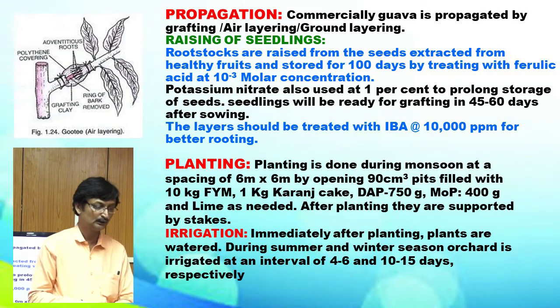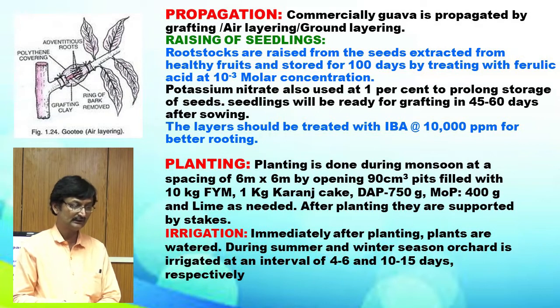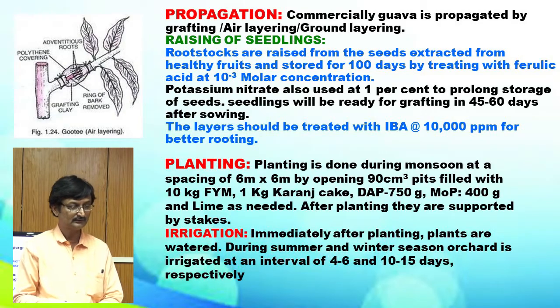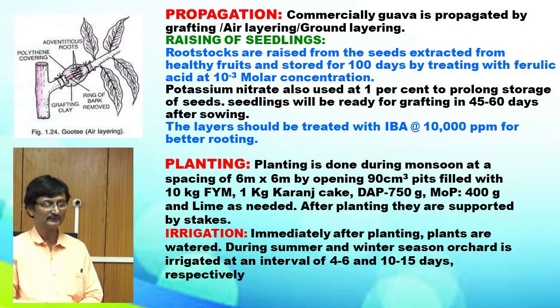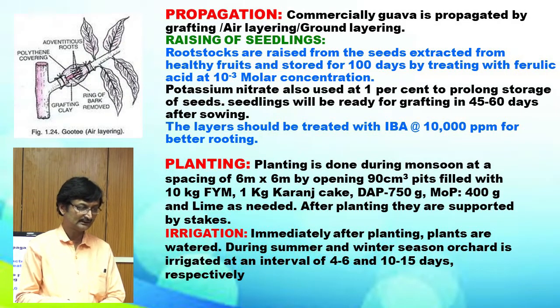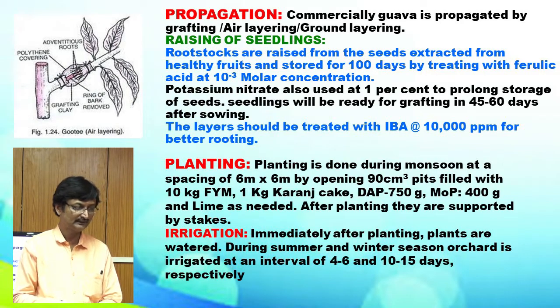Now planting. Planting is done during monsoon at a spacing of 6 meter into 6 meter by opening pits of 90 centimeter into 90 centimeter into 90 centimeter filled with 10 kg FYM, 1 kg karanj cake, DAP 750 gram, MOP 400 gram and lime as per need. And after planting they are supported by stake.